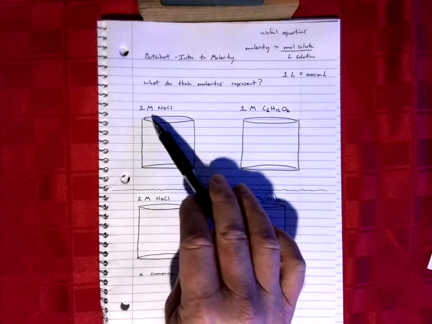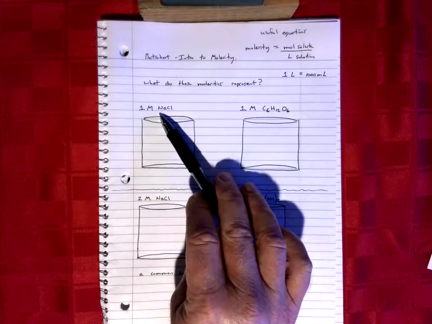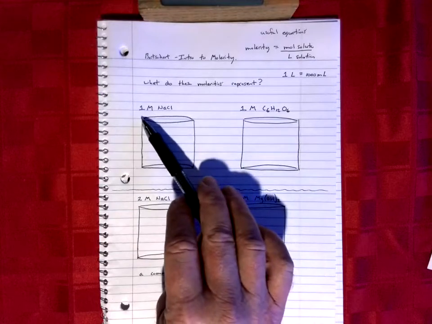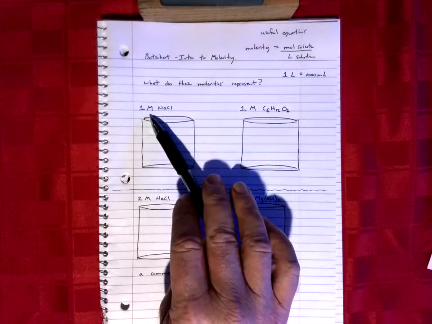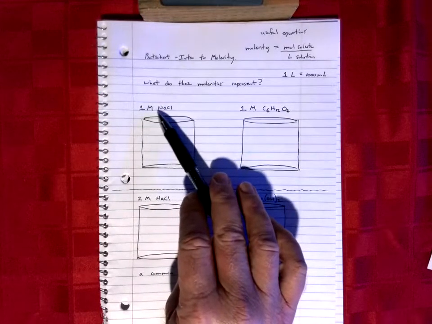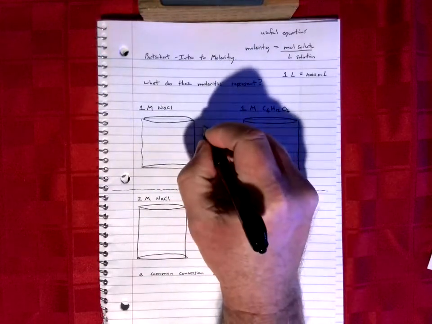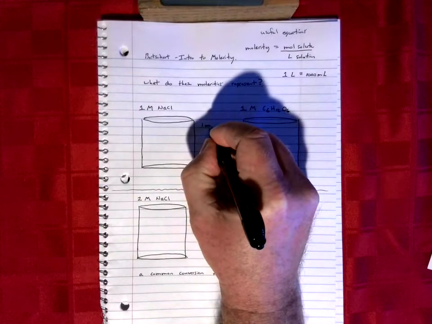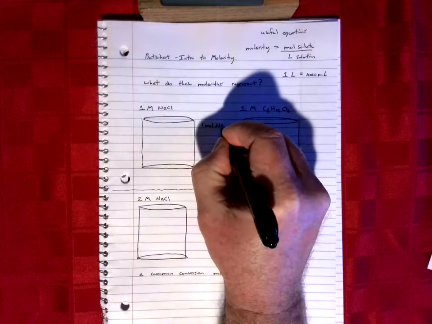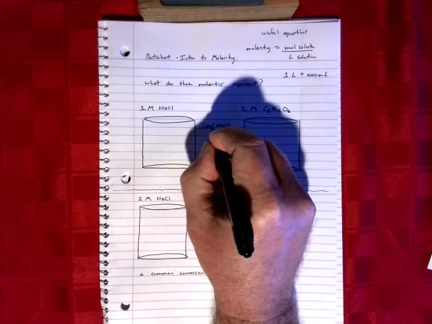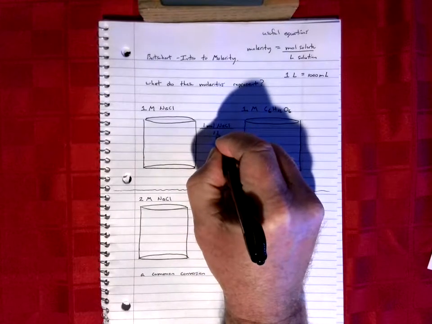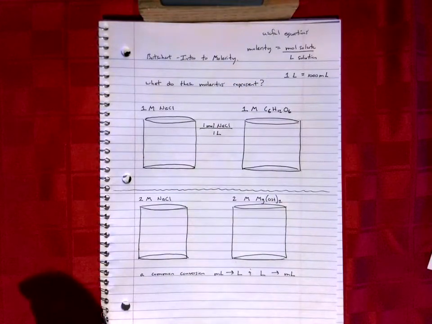You have 1 capital M NaCl. Unpacking that capital M, that means 1 molar NaCl, which means when we see this, we literally have 1 mole of NaCl in 1 liter of solution, or in enough liquid to make 1 liter of solution.